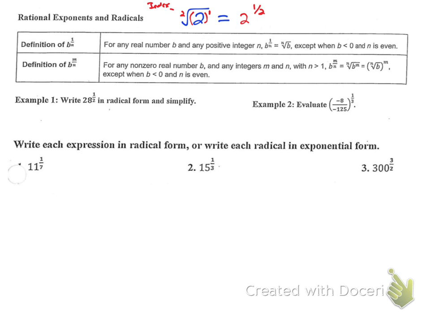So example 1, 28 to the 1/2 power, that's the square root of 28. Now we can simplify that to 7 and 4. 4 is a perfect square, so we can take out a 2. We have a 7 left inside the radical, okay? We could also write that as 2 times 7 to the 1/2 power, okay? It's the same thing.